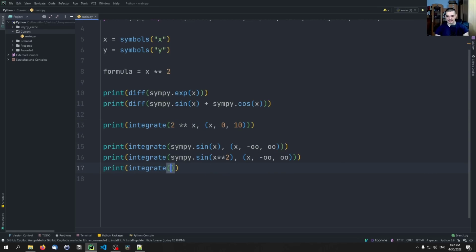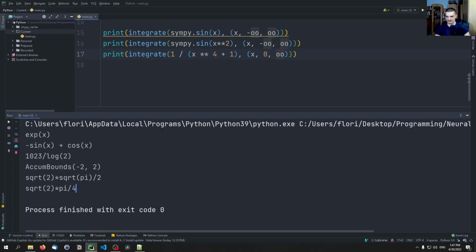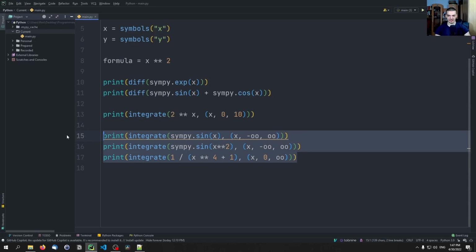One more thing that I want to show you here: I prepared these particular functions because they are interesting. I saw these examples online. For example, we can say 1 divided by x to the power of 4 plus 1, and we want to integrate that for x from 0 to infinity. And this gives us the square root of 2 times pi divided by 4. You can do the calculation if you want to see why that is the case.